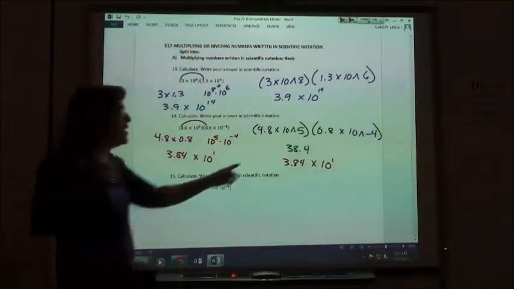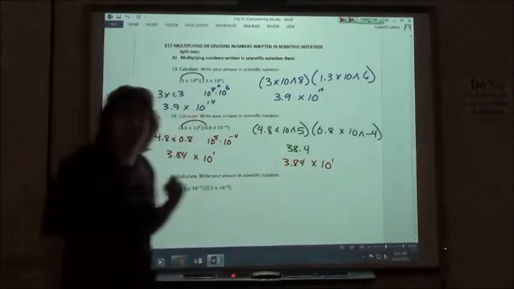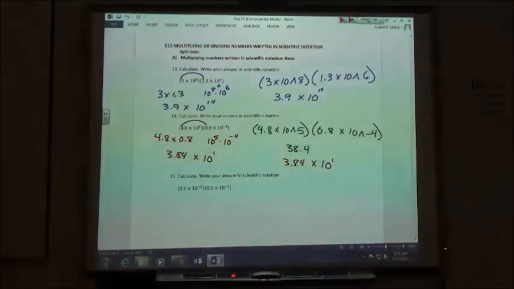I just have to watch that the calculator gives me this in standard form, and I would have to change it into scientific notation since the directions tell me I want it in scientific notation.